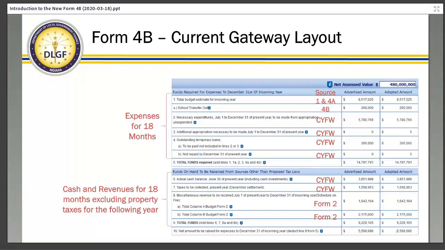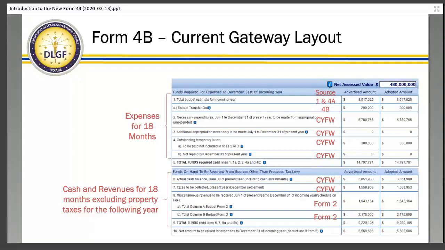Line 7 is your taxes to be collected. Most often it's your December settlement, what you think you're going to receive in the second half of the current year. Line 8A and line 8B, this is our miscellaneous revenue, information coming from the Form 2. The first line represents 6 months of activity. The 8B represents 12 months worth of activity, but we're looking at revenue other than your traditional property tax levy that can be used to fund your budget.